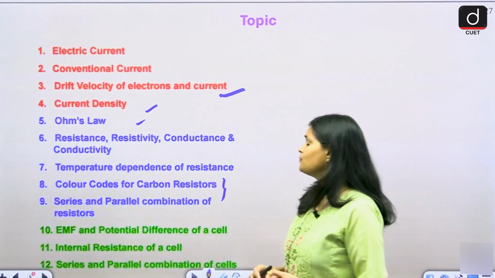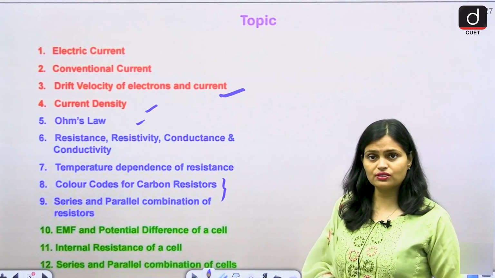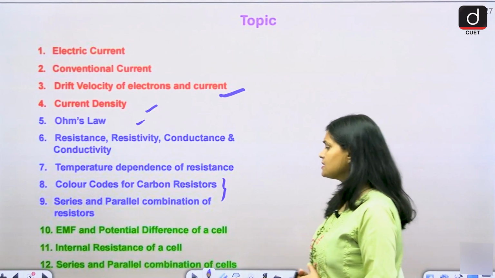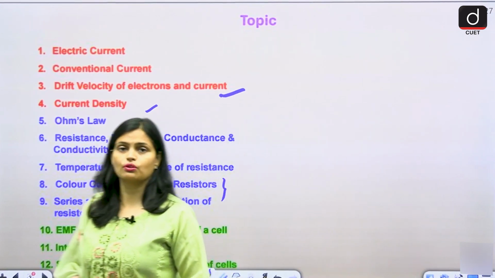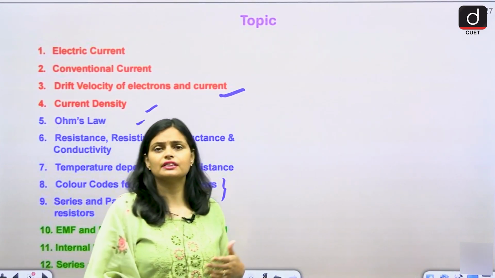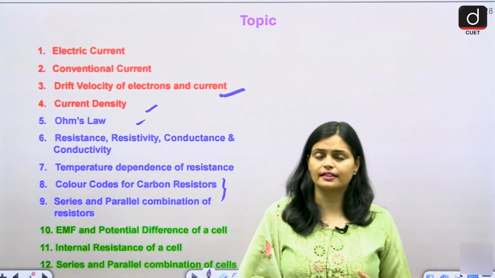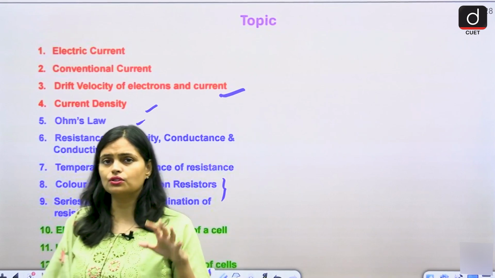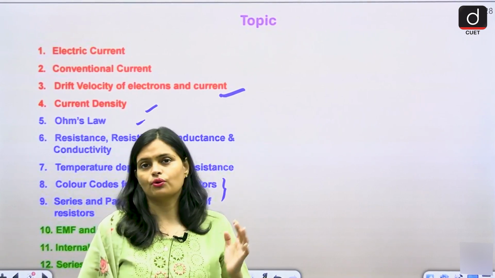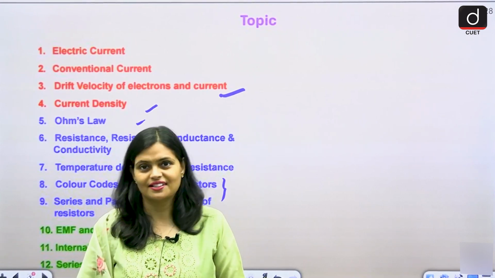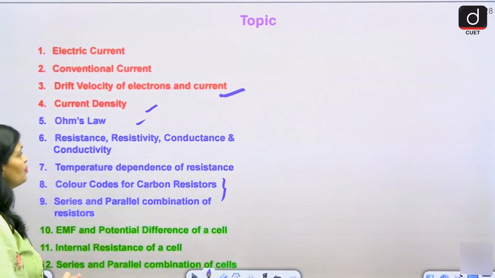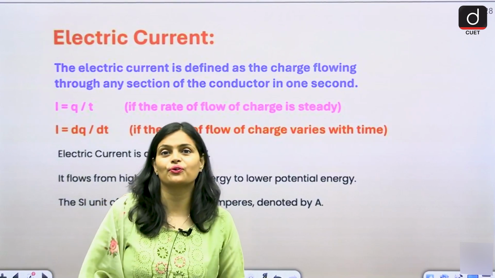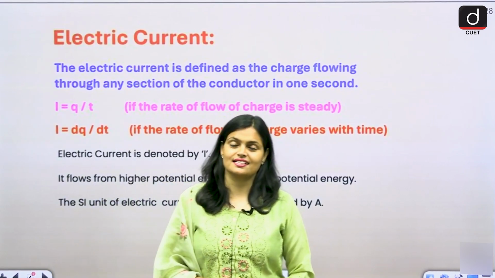Then we will discuss EMF, potential difference of a cell, internal resistance of a cell, and we'll also discuss the series and parallel combination of cells. It's not like we have only these topics in this current electricity chapter, we have more topics remaining, but today in this particular session we are going to discuss these topics. Alright, so let's begin the session with the introduction of electric current, or you can say current electricity.